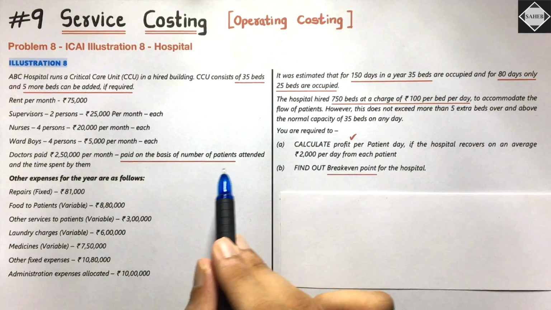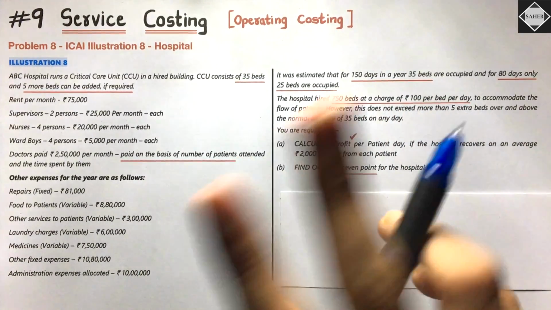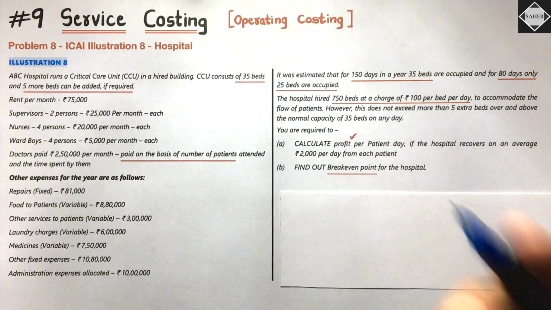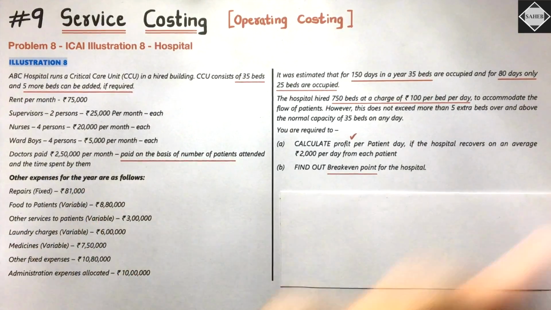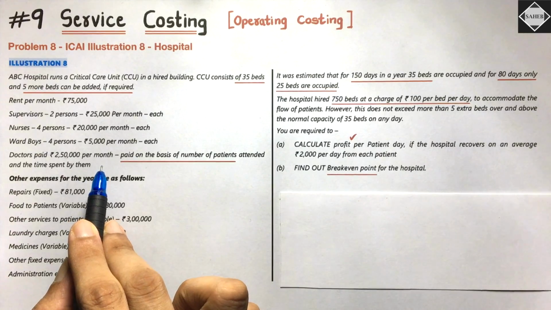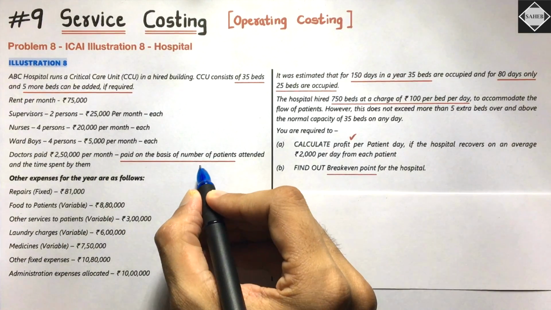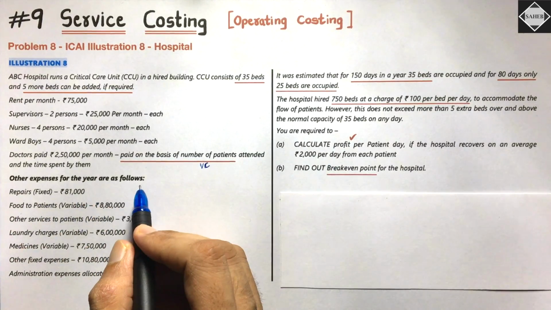Understand, they have directly told you it is paid on the basis of number of patients. It is dependent upon the level of activity. How many sales do we make? How many patients are there? On that basis, it is calculated. This 2,50,000, they have calculated somehow and they have given you this figure 2,50,000 per month. Is that clear? Okay. So it's a variable cost. Let me just write over here. Fine. Okay. Then see, other expenses for the year are as follows.